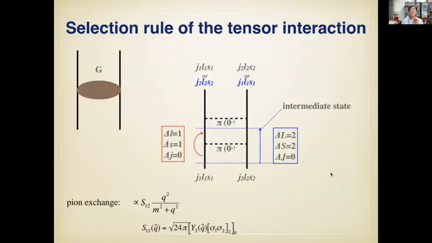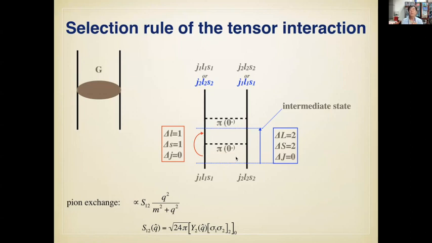Now, tensor, what is tensor interaction? In pion exchange, there is a central force and a tensor interaction. The tensor interaction part is like this. It depends on the Q squared, so the interaction becomes stronger if you have larger momentum transfer. And this is the spin and angular momentum factor. This is because the pion is a pseudoscalar particle.